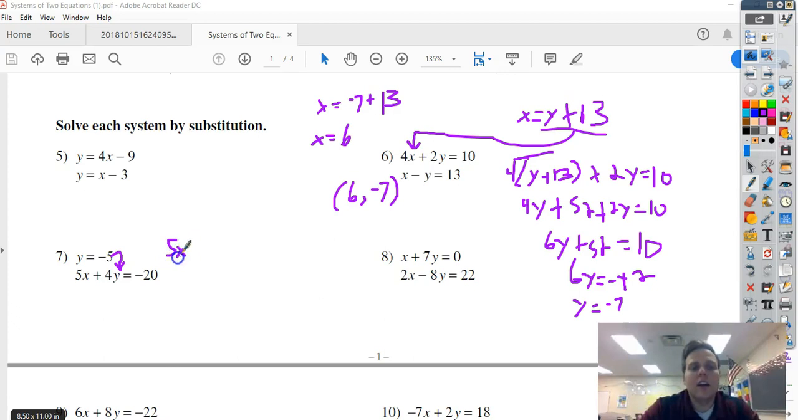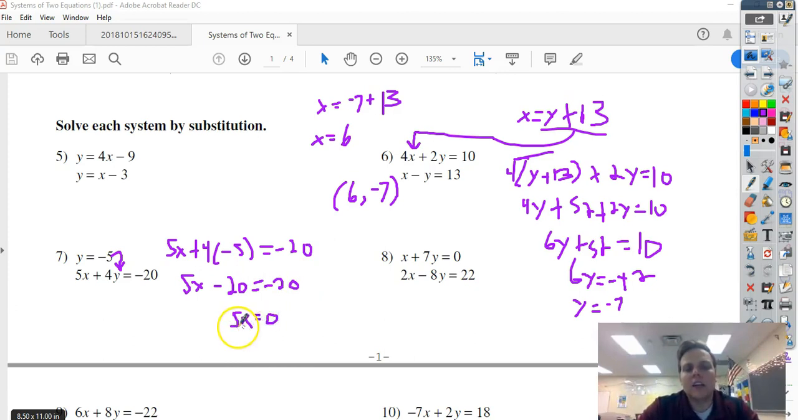So you can say 5x plus 4 times negative 5 is equal to negative 20. Well, that gives you 5x minus 20 is equal to negative 20. So then you have to add 20 to both sides. When you add 20 to this negative 20 over here, it gives you 0. So 5x equals 0, and divide both sides by 5, you get x equals 0, because 0 divided by 5 is still 0. So you get the point 0 comma negative 5.